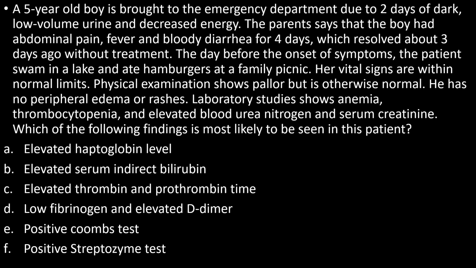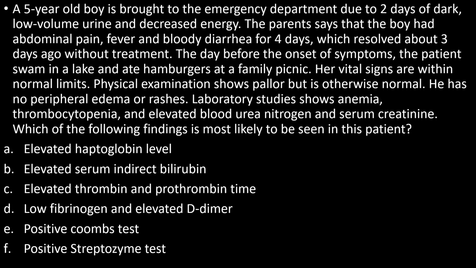pallor, weakness, and tachycardia. Damage to glomerular endothelial cells also causes acute kidney injury, leading to oliguria or anuria and increased creatinine in approximately 50% of cases. The hemolytic anemia in HUS, or hemolytic uremic syndrome, causes decreased haptoglobin and hemoglobin level as well as increased serum lactate dehydrogenase and unconjugated bilirubin levels.